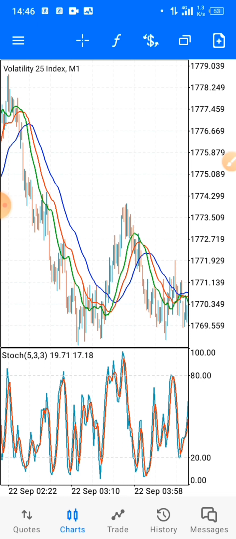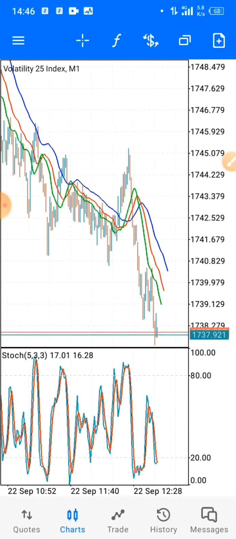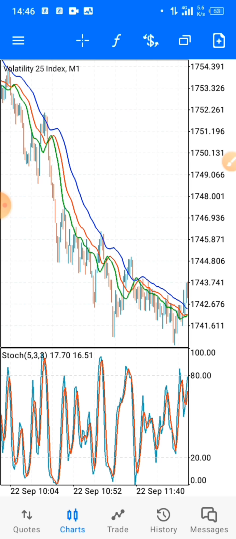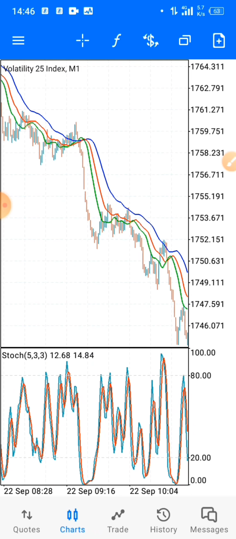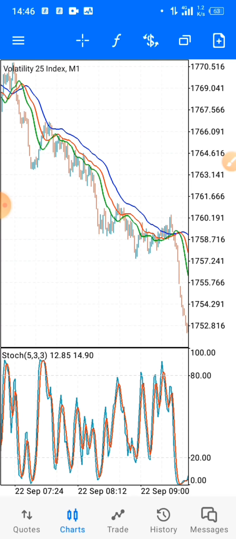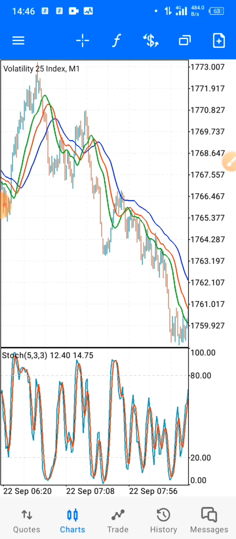Now for the conditions that we need to consider before we enter the market. We can use this strategy on the 1 minute or the 5 minutes. That's where I personally use it. I don't use it on the 15 minute going up. Let me share with you the rules, the conditions that you need to get an entry.